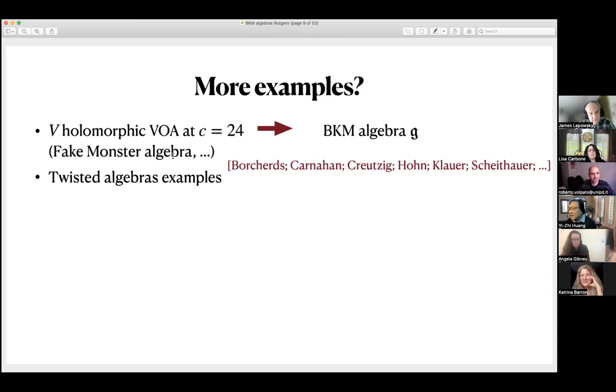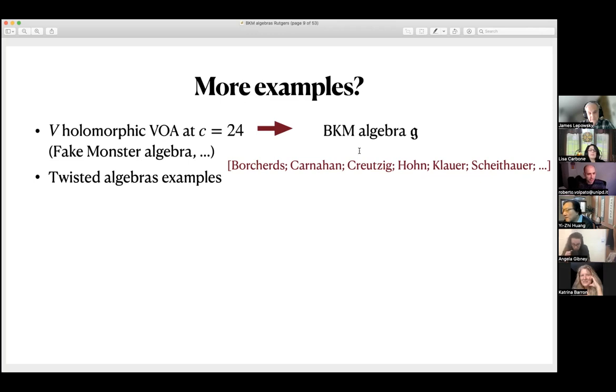One example, which actually was found before the monster algebra, is the fake monster algebra, when you start, for example, from the Leech lattice vertex algebra. But then there are many more examples which were constructed by various people by changing the holomorphic VOA. You can also build examples of algebras from twisted denominators. So you start from an algebra like this, you build a twisted denominator, and then you can interpret this as a denominator of some other BKM algebra or superalgebra. People used this, for example Scott Carnahan and also in part Scheithauer or Hahn, for the proof of the generalized monstrous moonshine. And anytime you have a nice action of some group on the VOA you start from, you might have an induced action on the BKM algebra.